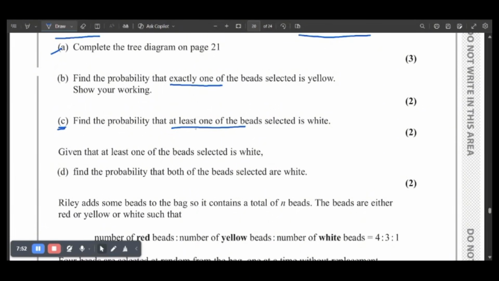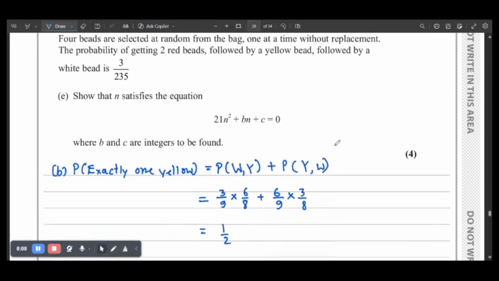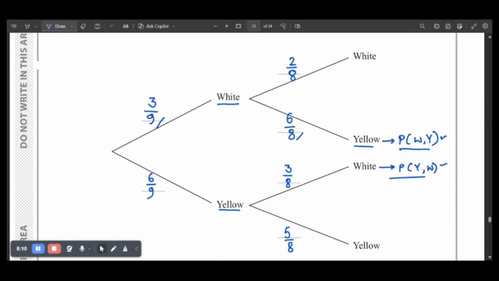We find the probability that at least one of the beads is selected is white, meaning that we can choose two whites because one of them is white, so it will be eligible. It will satisfy the condition that at least one of them is white. So the probabilities we need to consider for part C are the three probabilities that I will show here.